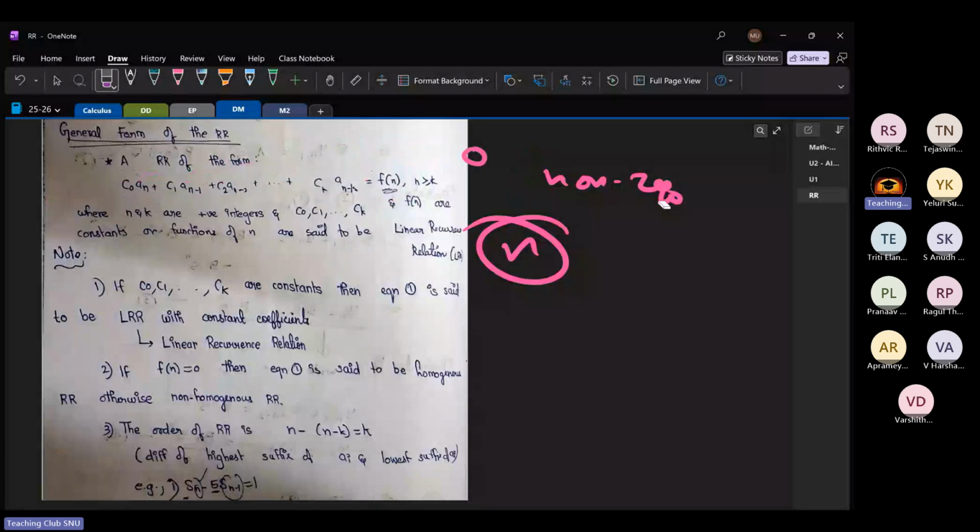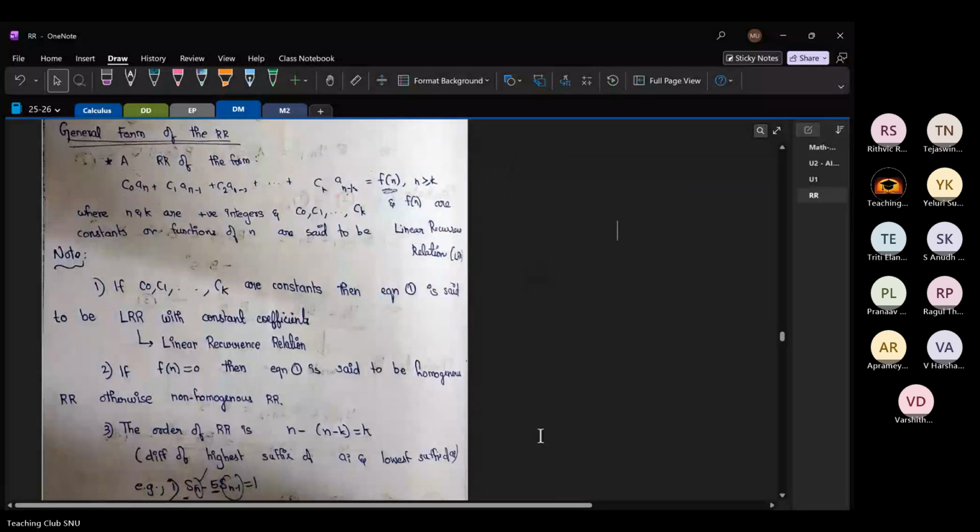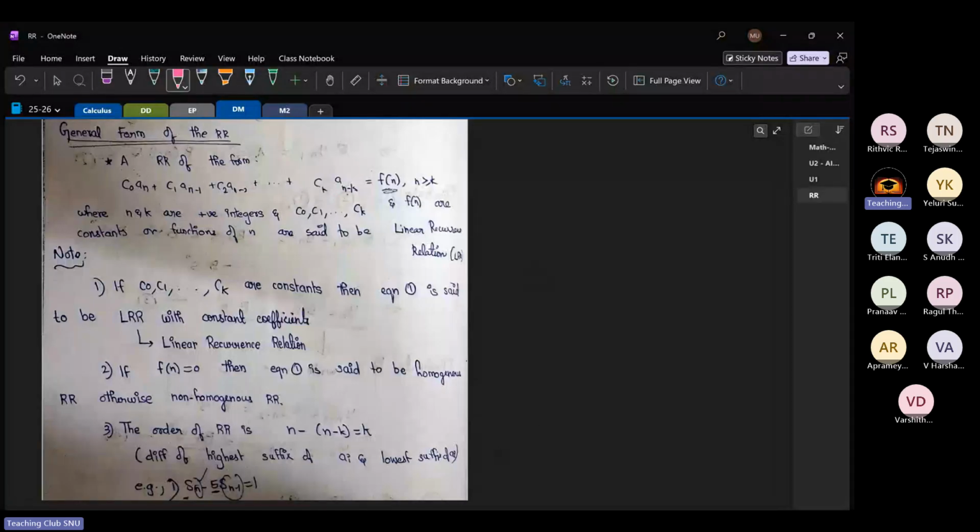Now in the first method which we are going to see, were you taught the iteration method or substitution method, something like that? Iteration, substitution. Okay, no one is certain.